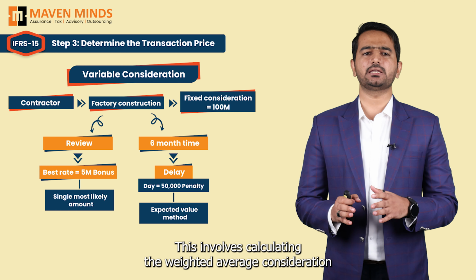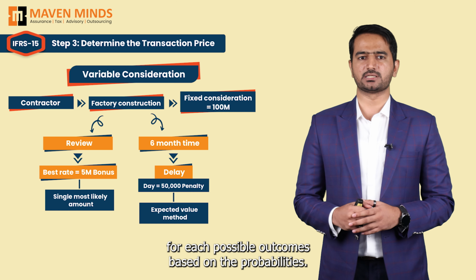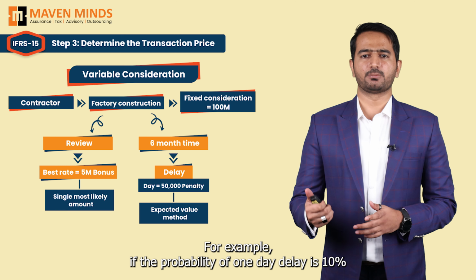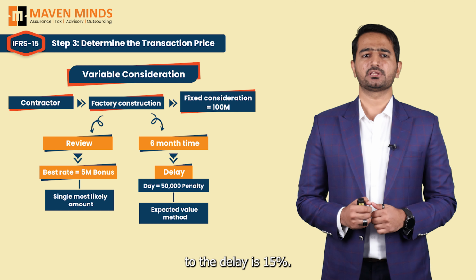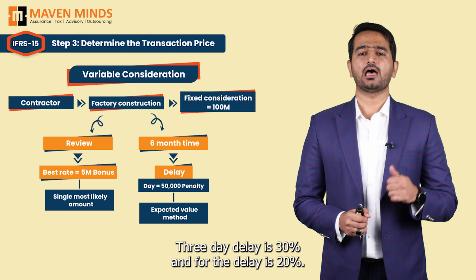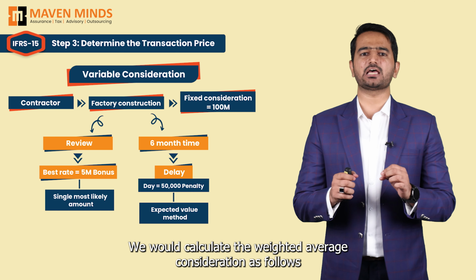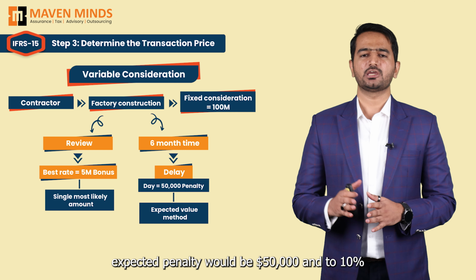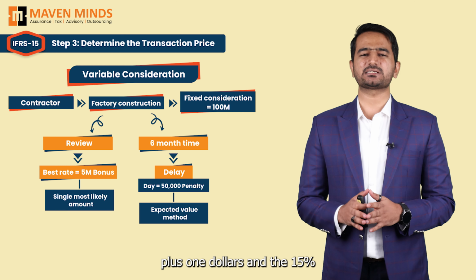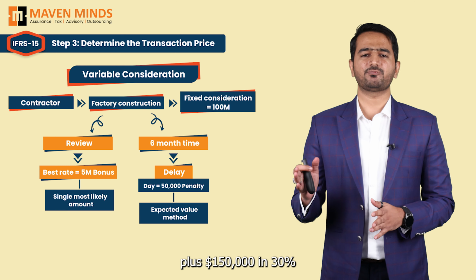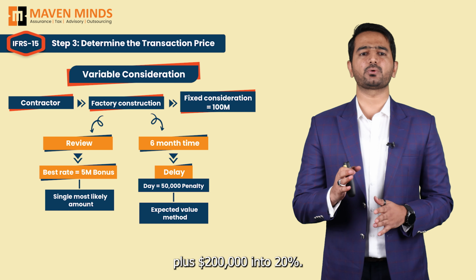This involves calculating the weighted average consideration for each possible outcome based on their probabilities. For example, if the probability of 1 day delay is 10%, 2 day delay is 15%, 3 day delay is 30%, and 4 day delay is 20%, we would calculate the weighted average consideration as follows. Expected penalty would be $50,000 times 10% plus $100,000 times 15% plus $150,000 times 30% plus $200,000 times 20%.